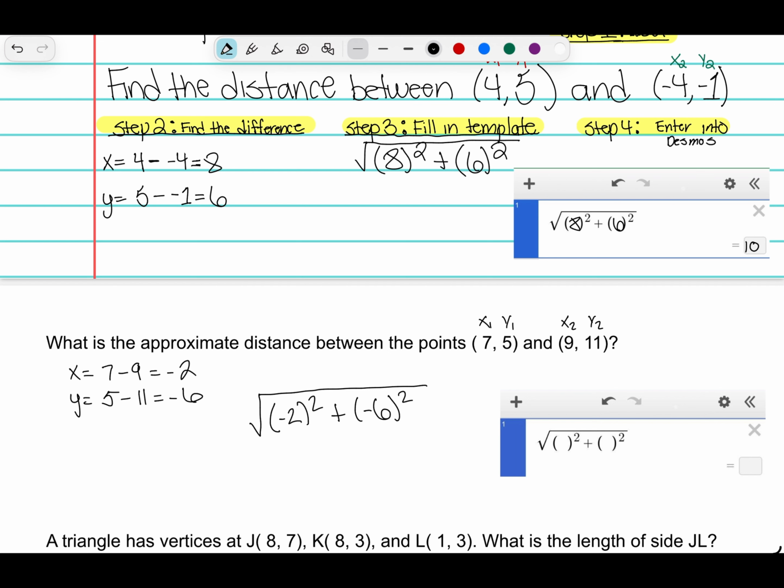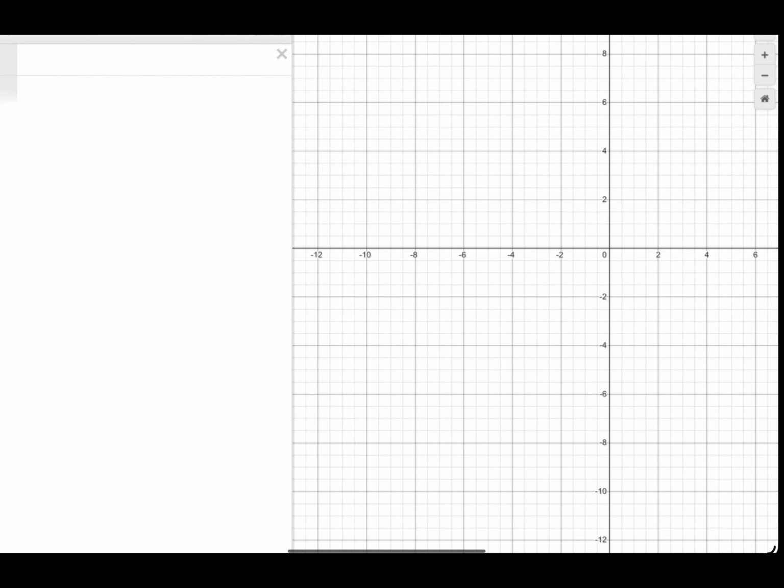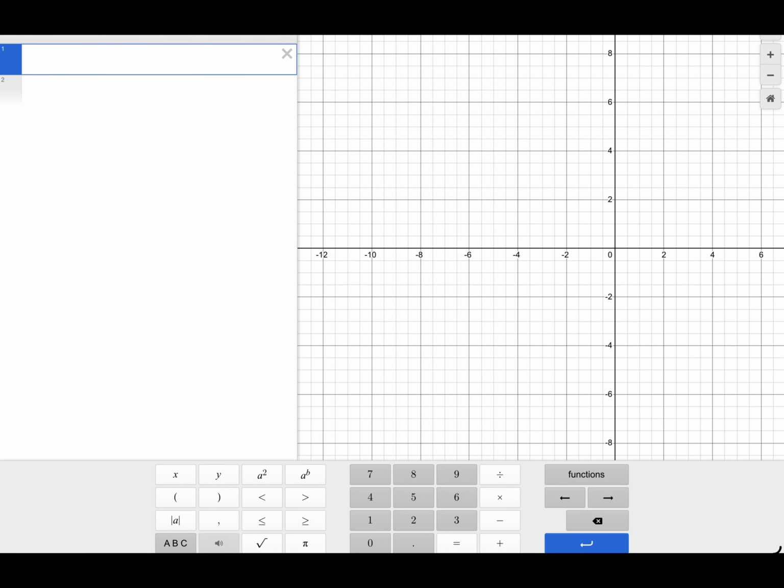So let's pull up Desmos. So in Desmos, we're going to hit our square root symbol first. We're going to do a parenthesis, -2, close parenthesis, squared, plus, parenthesis, -6, close parenthesis, squared. And if you notice that when we do that, we get 6.3 with a whole bunch of numbers behind it.